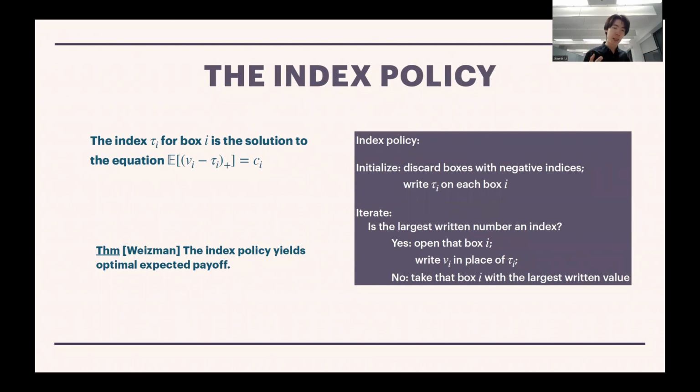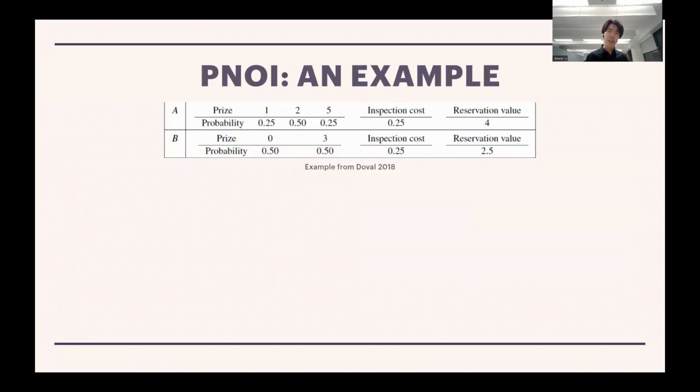And this might suggest there is a very simple greedy algorithm based on the index. We call it the index policy. Is it optimal? Let's see this index policy by an example. This is an example from the Doval paper in 2018. So there are two boxes, A and B, and box A can take value 1 with probability 0.25, value 2 with probability 1/2, and value 5 with probability also 0.25. We assume the search cost, or the inspection cost, of this box is also 0.25. And here the reservation value is just another name for the index.